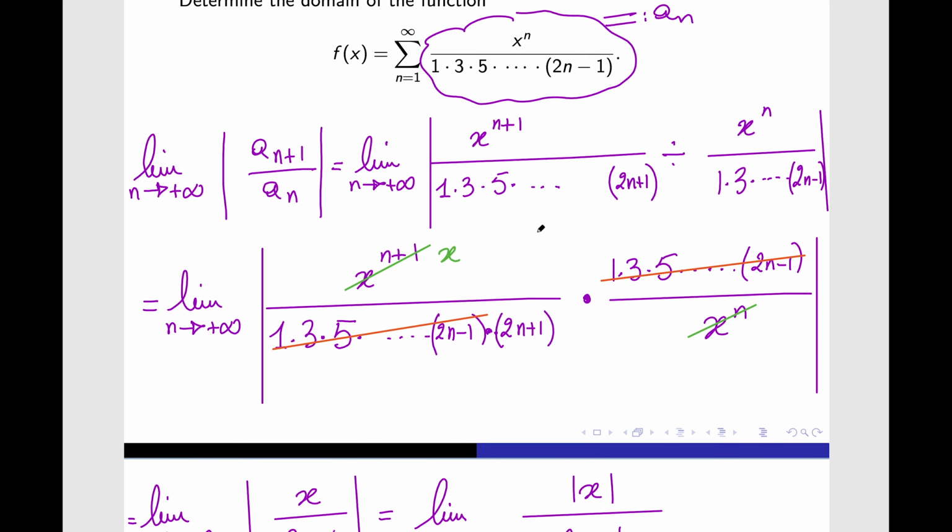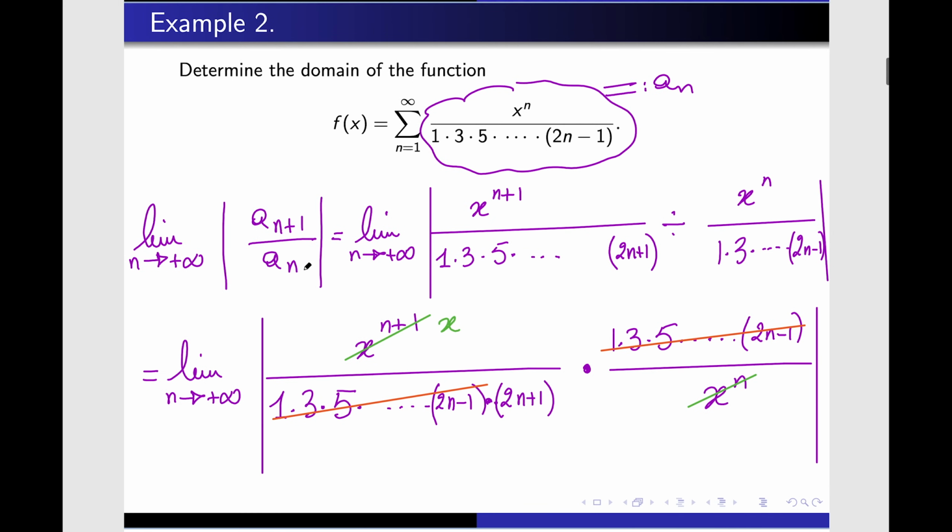So I'm isolating the case when x is 0 because I'm dividing here by a_n. So I'm dividing by this guy, and if this guy is 0, if x^n is 0, then I'm dividing by 0. So let's isolate the case when x is 0. We know it: the series is convergent.